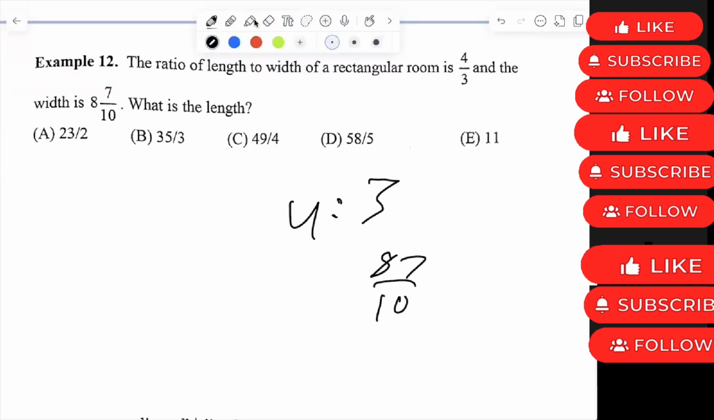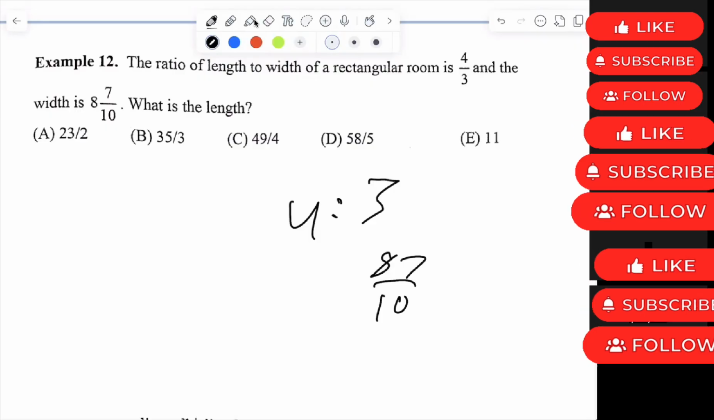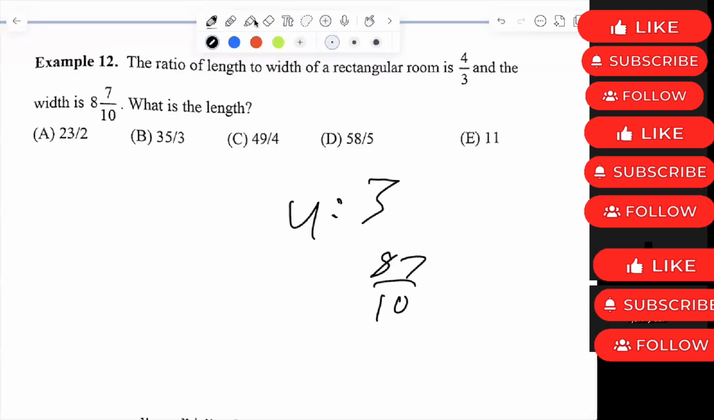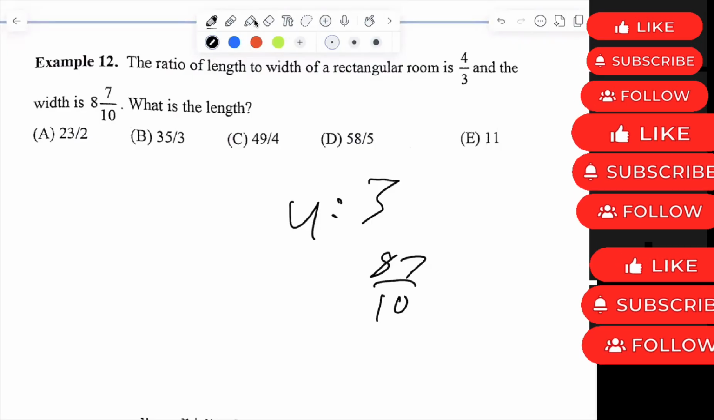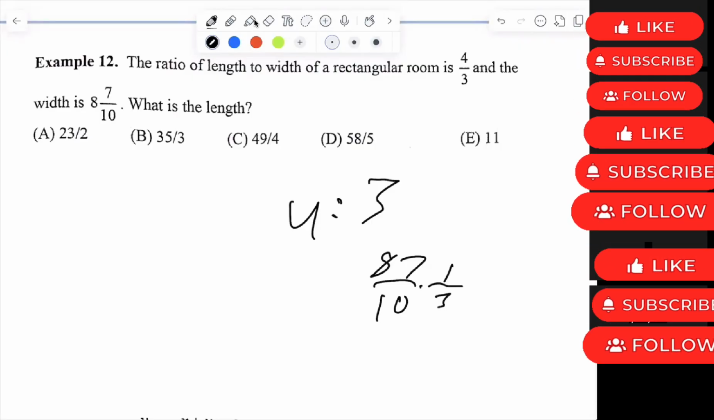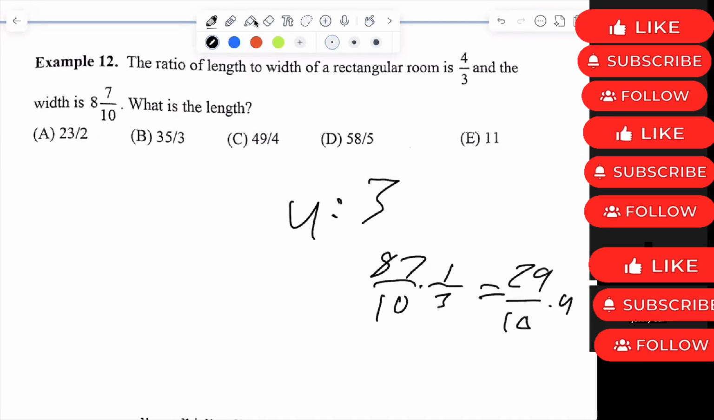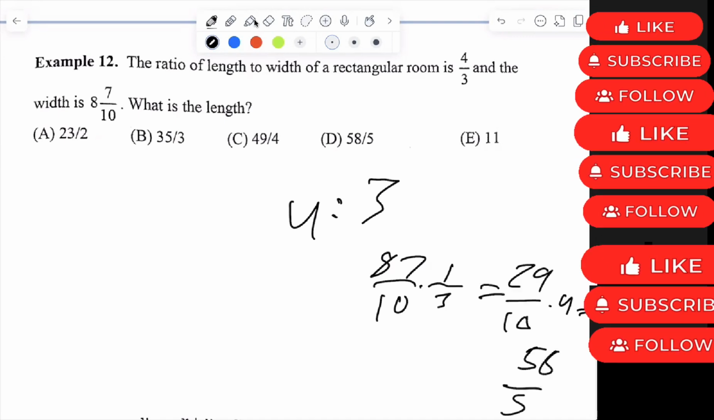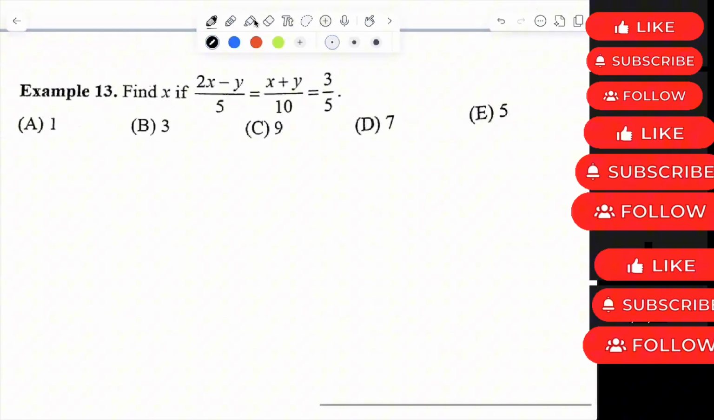So now from here, 87 divided by 10, this is 4/3, right? So to get one part, divide by 3 to get 29 divided by 10. Multiply by 4, you get 58 divided by 5, or D as your answer, alright? Now let's move on to example 13.